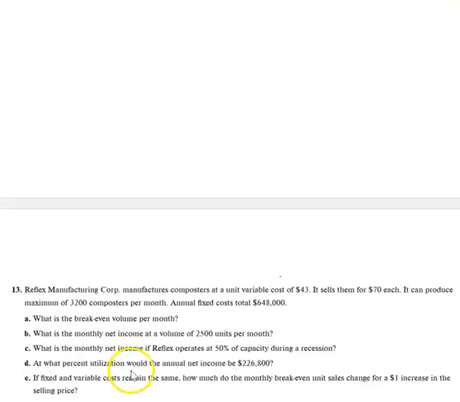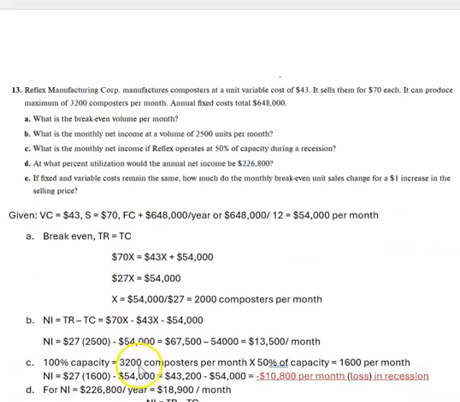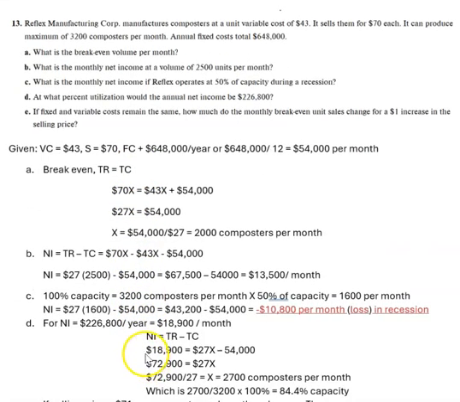Okay, so let's move on to question 13. Reflex Manufacturing Corp manufactures composters at a unit variable cost of $43. So we know our variable cost is $43. It sells them for $70 each, so there's our selling price. And it can produce a maximum of 3,200 composters per month. So that gives us our capacity. So our 100% capacity is 3,200 composters per month.